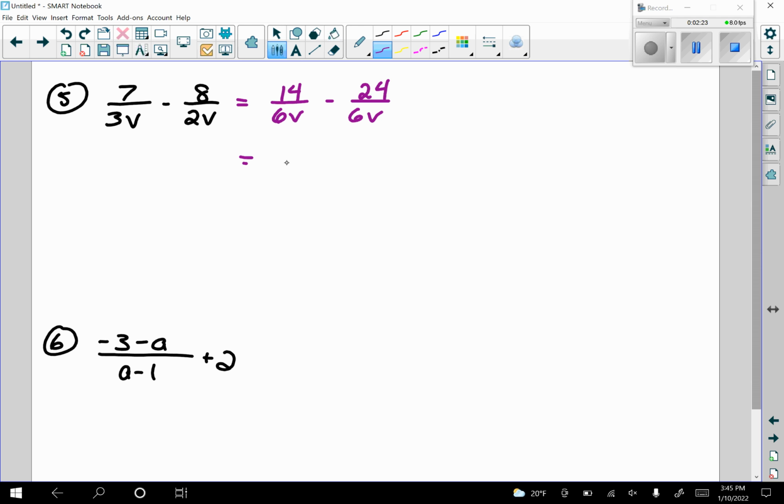Now we're going to make one big fraction. 14 minus 24 is negative 10, and then we could still put this in lowest terms, divide the 10 and the 6 by 2, or the negative 10 rather, so we actually get a negative 5 over 3v.